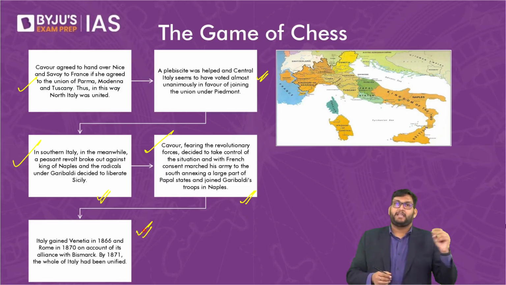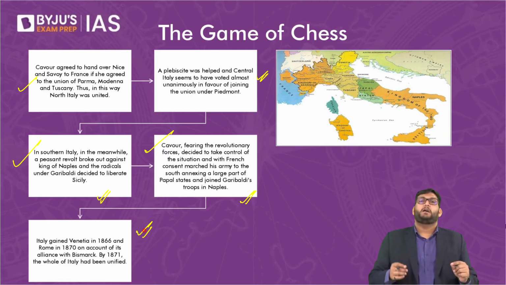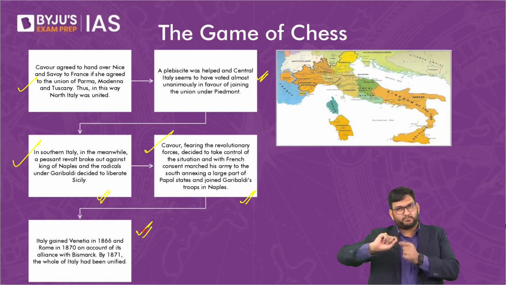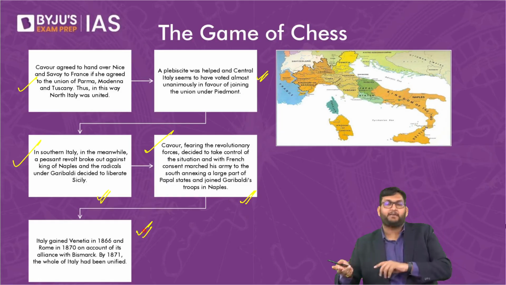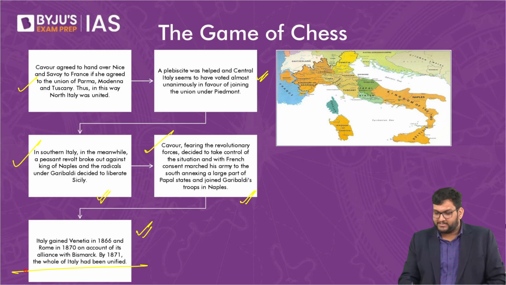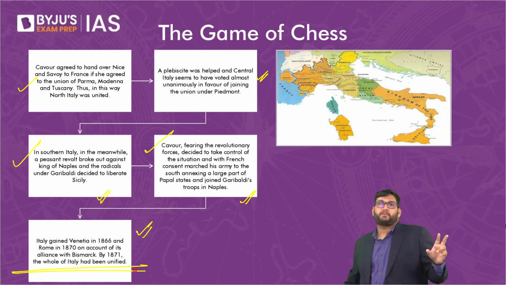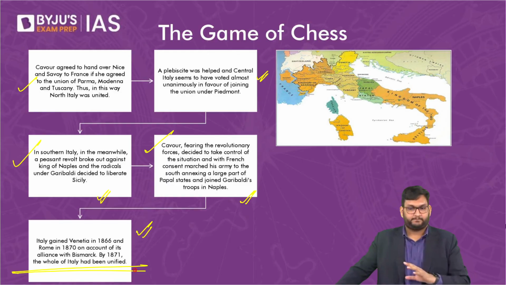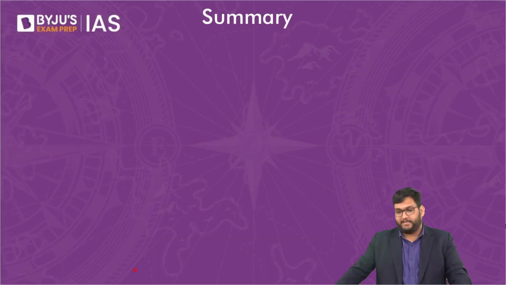Italy will then gain a small part of Venetia, which is basically when he will go and meet Bismarck and exchange a small part of Venetia, which Bismarck basically had. And once there is political chaos in France, by 1871, he will unify Italy fully. This is the story of the unification of Italy.